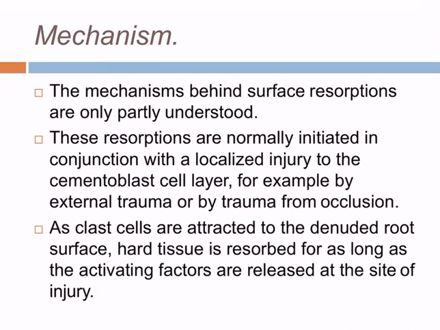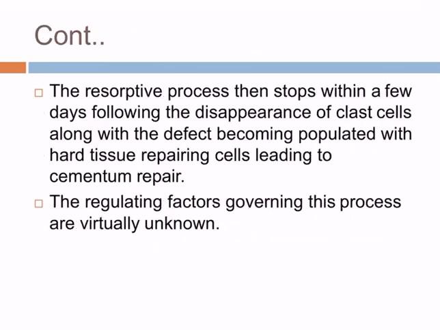Now, the mechanisms behind surface resorptions are only partly understood. These resorptions are normally initiated in conjunction with a localized injury to the cementoblast cell layer, for example, by external trauma or by trauma from occlusion. So how can the resorption occur? By injury, external trauma. Then, as the clast cells are attracted to the denuded root surface, hard tissue is resorbed for as long as the activating factors are released at the site of injury.